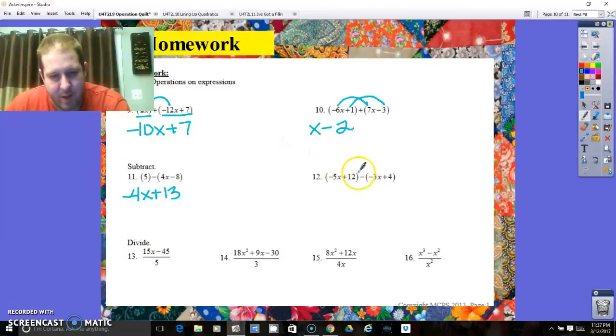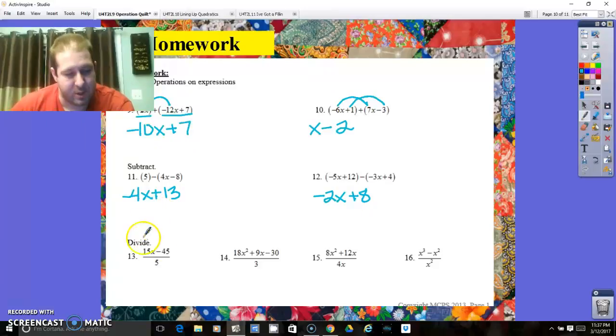Done. Subtraction. Now, I could leave change and change everything on the inside of the parentheses to the opposite, but I prefer just to leave it the way it is. Negative 5x's minus negative 3x. Okay, leave change would say that that's negative 5x plus 3x, which makes negative 2x. 12 minus 4 makes 8. Positive 8. There's your answer.